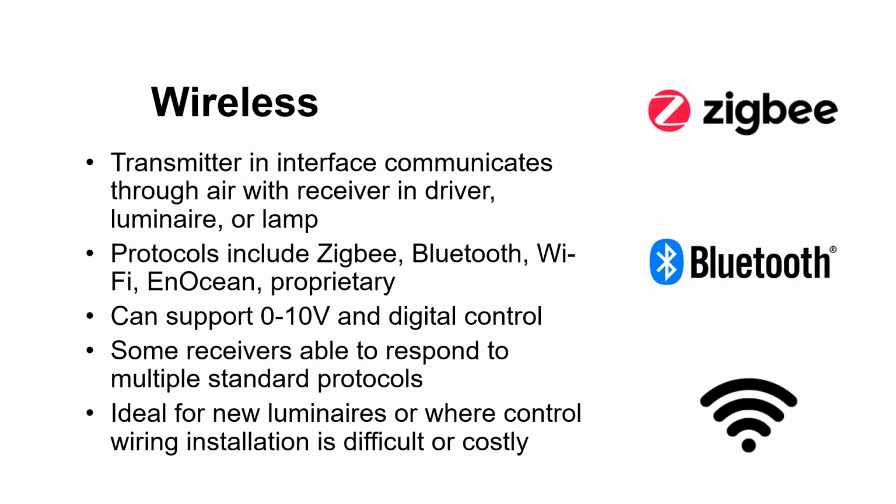And finally, we get to wireless. Wireless controls transmit radio control signals from a transmitter on the interface to the luminaire driver through a receiver attached to the driver, luminaire, or lamp. Some receivers can operate on multiple open standard protocols, while others are proprietary and only enable operation with a given manufacturer's products. Wireless control is suitable when the luminaire is new and has a built-in receiver and controller driver, and/or where installing control wiring would be difficult or costly, such as in an existing building.